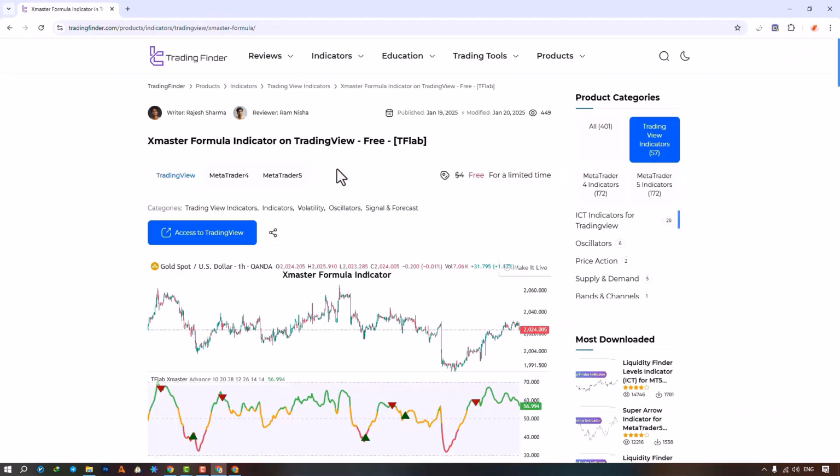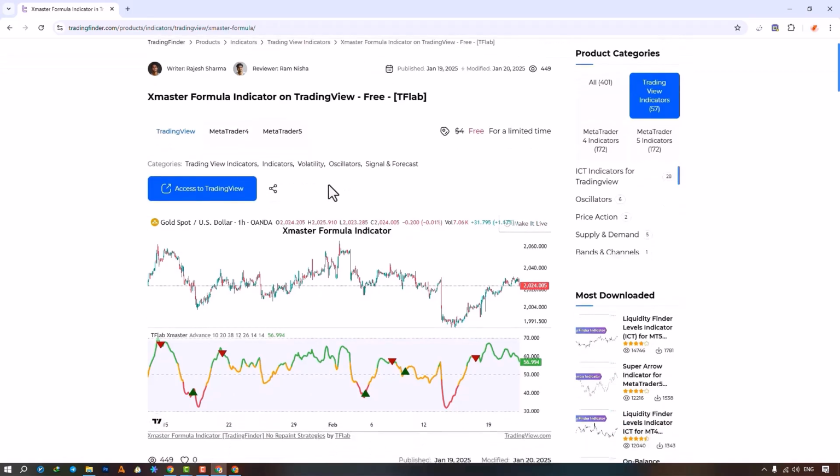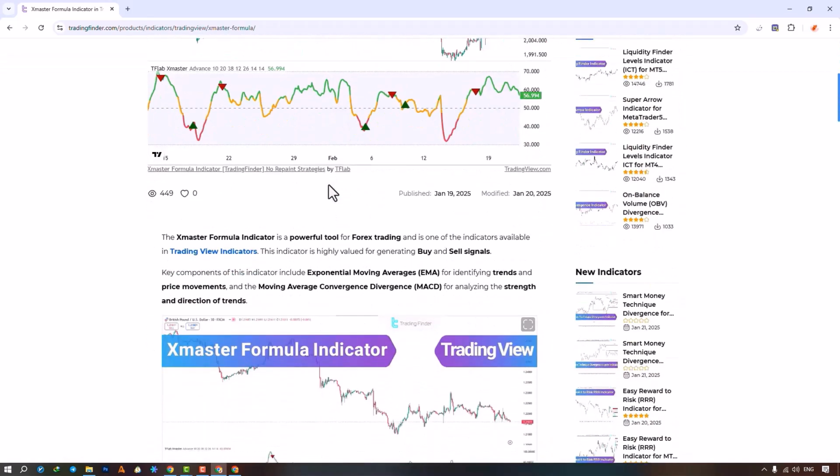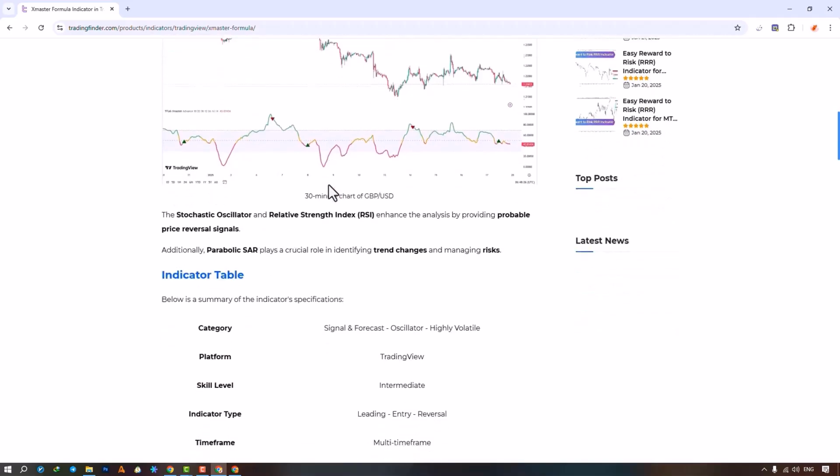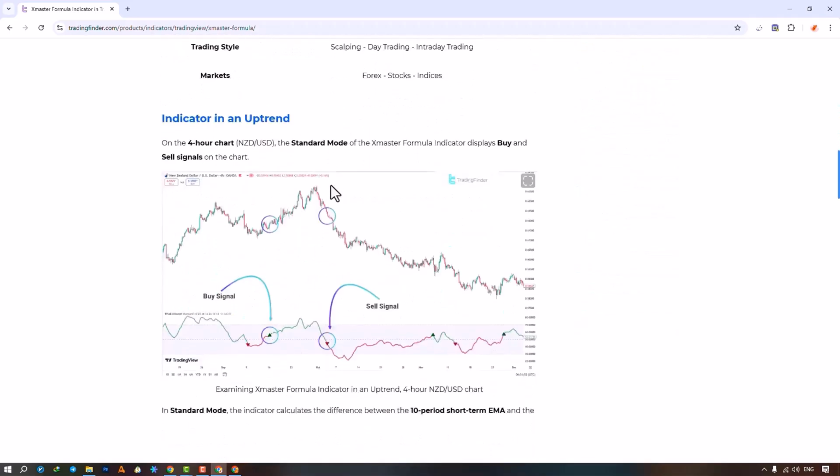The Xmaster Formula Indicator is offered for various platforms on the TradingFinder site. From this section, you can access the indicator on the TradingView site. Additionally, traders can read this page to understand how the indicator works and operates.